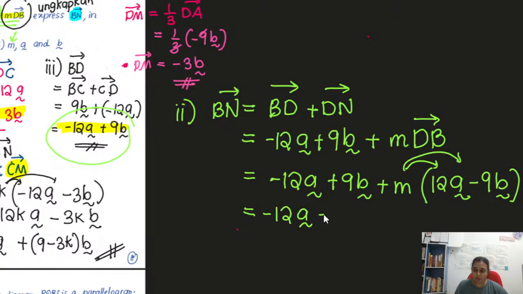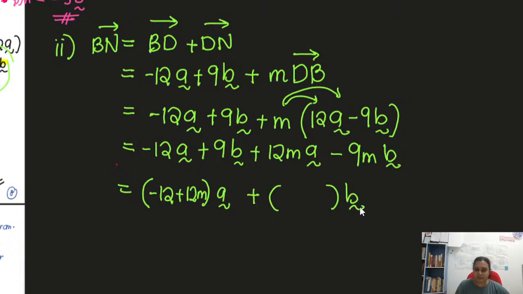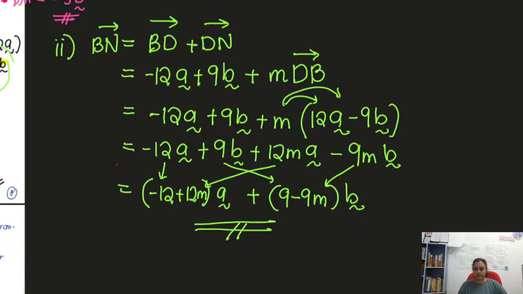So negative 12A plus 9B plus 12MA minus 9MB. The A and the A you put together. So teacher takes here negative 12 plus 12M. Then the B and the B put together, 9 minus 9M. This 9 and the negative 9, put together. So this is your final answer.